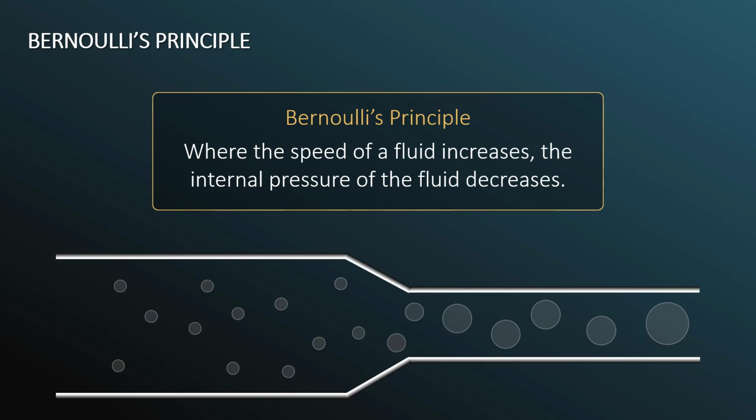So the pressure on the left part of the pipe is greater than the pressure on the right part of the pipe. And this is Bernoulli's principle: where the speed of the fluid increases, which we know is in the smaller area, the internal pressure of the fluid decreases. We can see this by the size of the bubbles. The bubbles get larger, again, because the pressure on them is less.